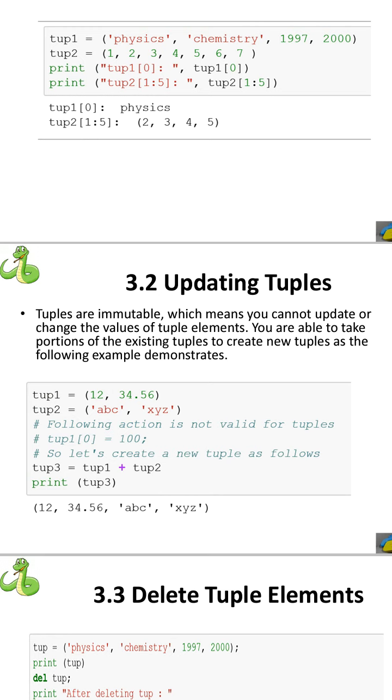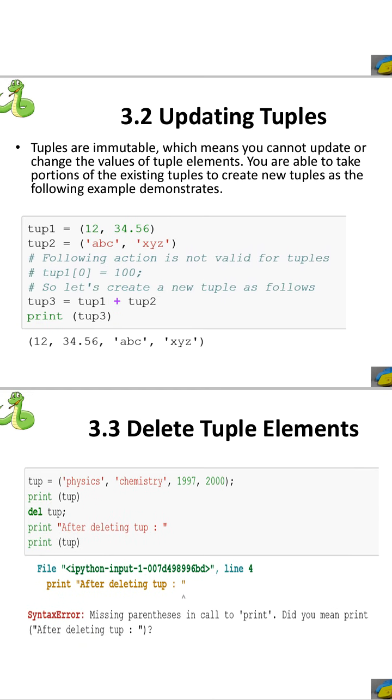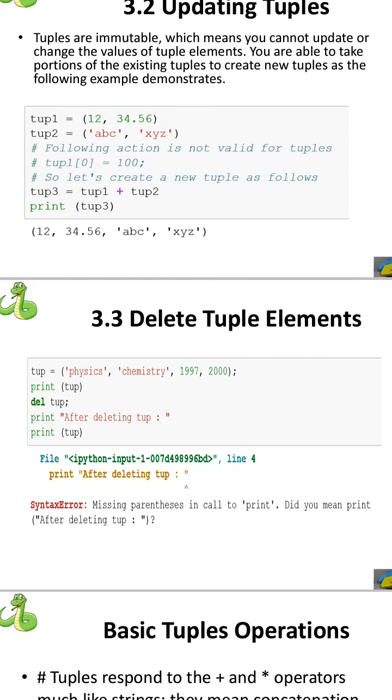Updating tuples. As I have stated, tuples are immutable. That is nothing but we cannot modify, we cannot delete an element, or we cannot update any value of a particular element. Hence, whenever we do such assignment operations or try to delete a particular element from a tuple, we will get an error. For example, tuple 1 has 2 elements with values 12, 34.56, whereas tuple 2 has 2 items ABC, XYZ.